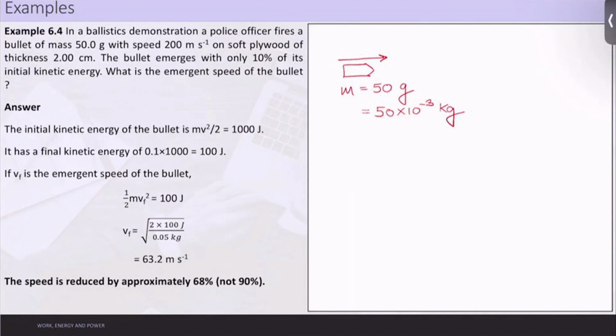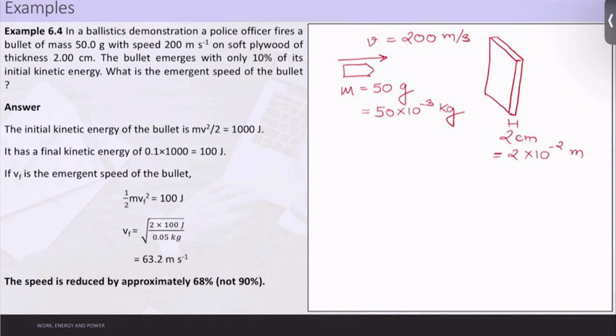The speed is given to you. So velocity is equal to 200 meter per second on soft plywood. There was a soft plywood being kept here. The thickness is given to you as 2 centimeters. If I convert 2 centimeters into meters, it is nothing but 2 into 10 to the power minus 2 meters. Okay.